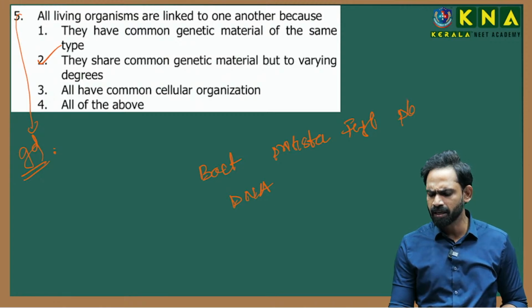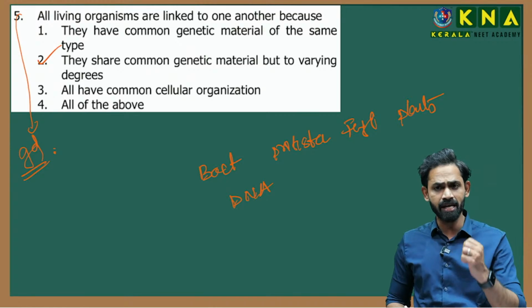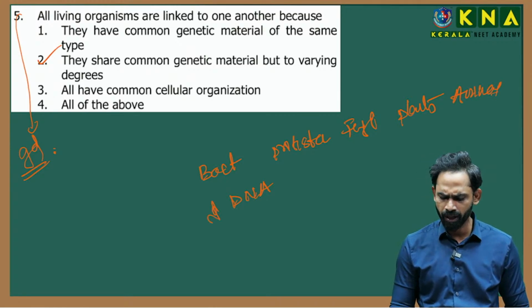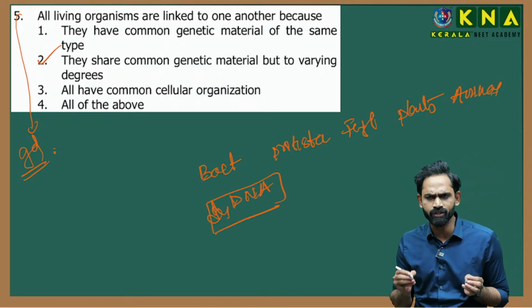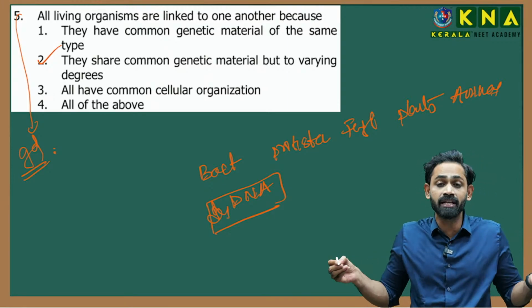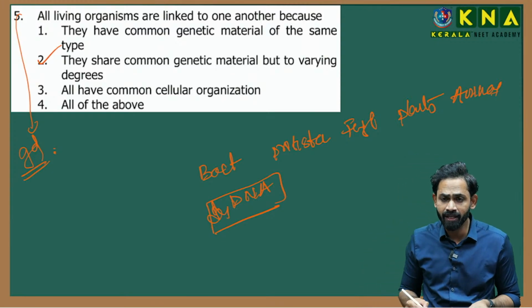What is the genetic material in the plants? Double stranded DNA. Variation is there, but the basic genetic material is the same. What is the genetic material in the animals? Double stranded DNA. Now you can understand. All living organisms from bacteria up to the animalia, animals, what is the only genetic material? Double stranded DNA.